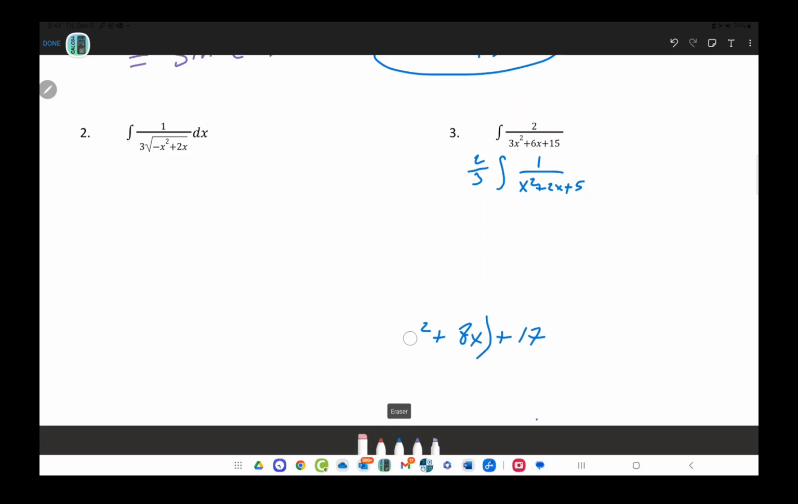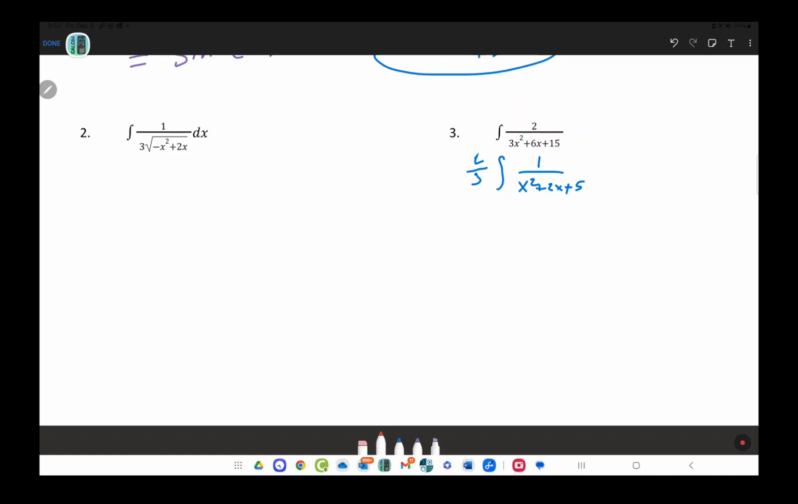Sorry, plus eight. I get the x squared plus eight x. That was just an example of how you used to complete the square. Usually you're used to having an equal sign. In this case, you don't. So is the answer 1/3 tan inverse of (x plus 1) over 2, plus c? Yes. Oh my god, guys. It works.